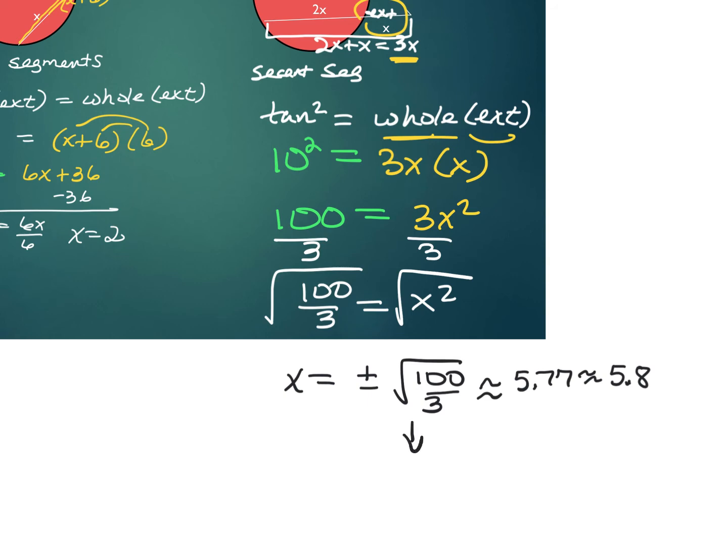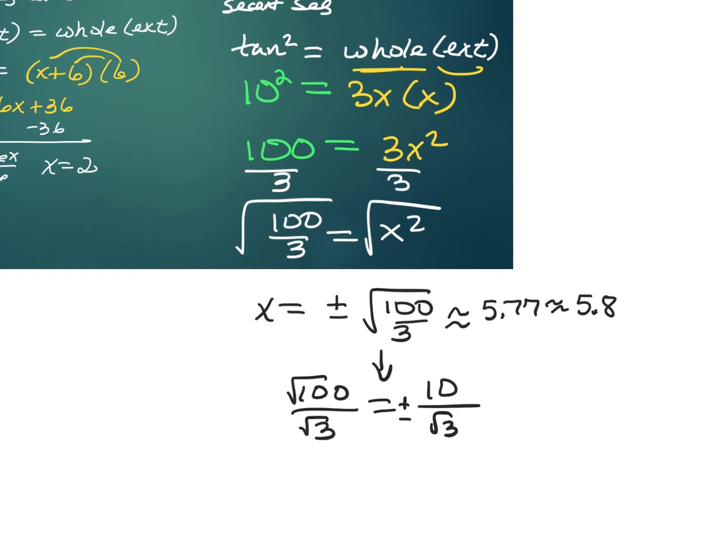So now what we need to do is simplify this, and I'm going to break the 100 apart. The 100 is a perfect square. It'll come out as a 10. The 3 is not perfect. It'll stay underneath the radical. But remember, you can never ever leave a square root in the bottom of a fraction. So we need to rationalize. So we get plus and minus 10 square root 3 over 3.